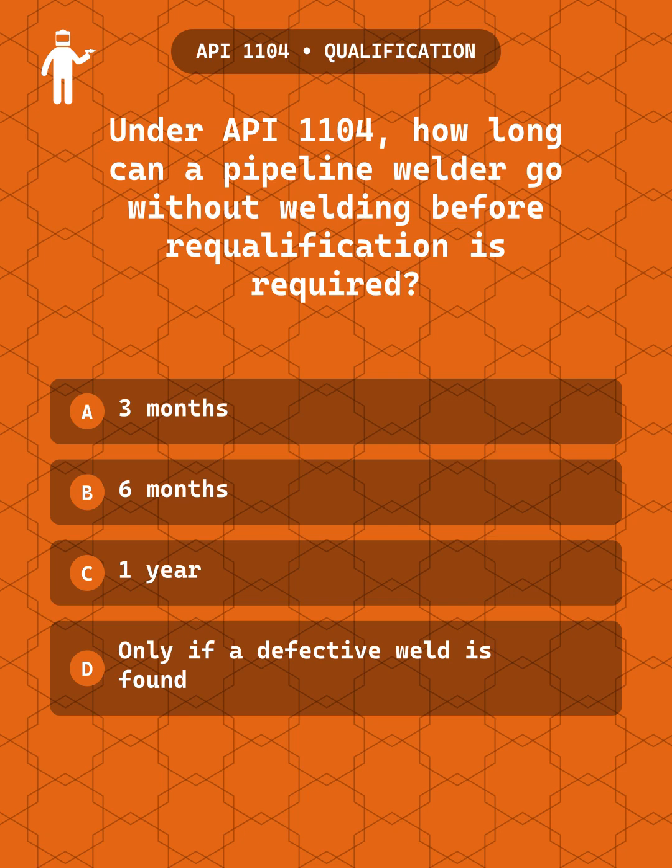Question 10. Under API 1104, how long can a pipeline welder go without welding before requalification is required? Is it A, 3 months, B, 6 months, C, 1 year, or D, only if a defective weld is found?